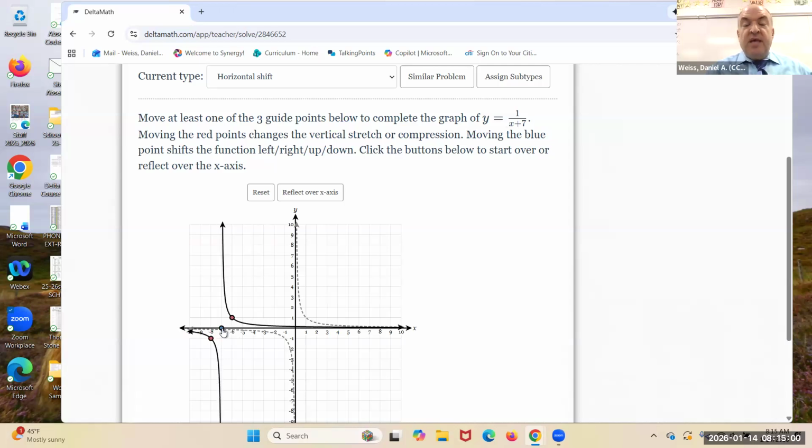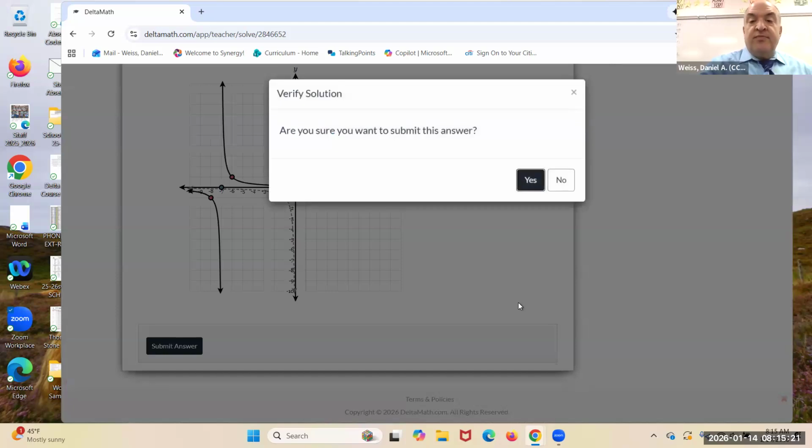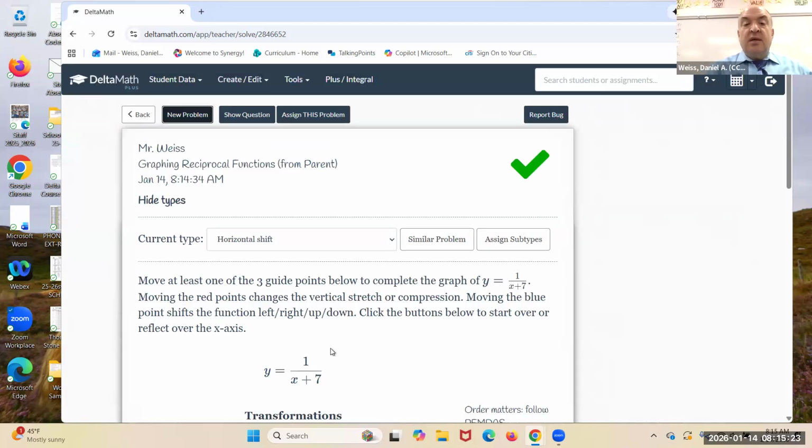Boom. Okay. Now I'm going to do -6. -6 plus 7 is 1. So 1 over 1 is 1, which makes this point good, right where it is. I get -6, +1. So I'm set. Okay. Submit. Yes. Okay.